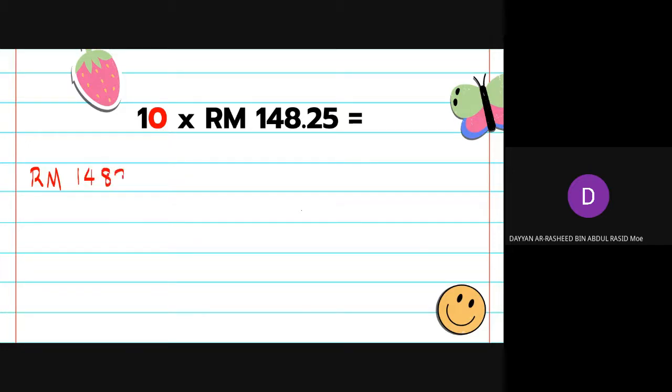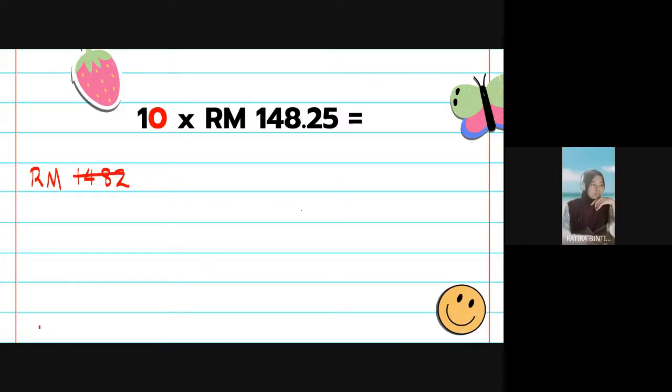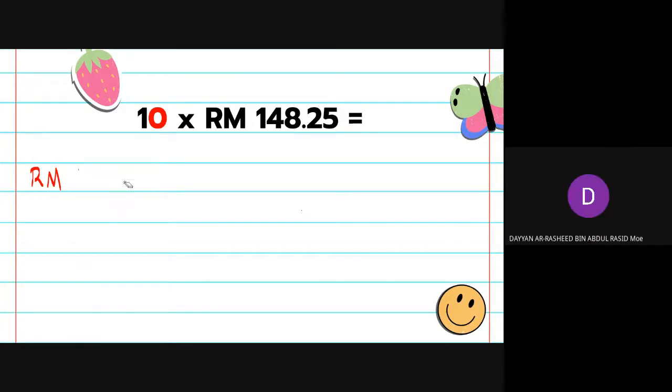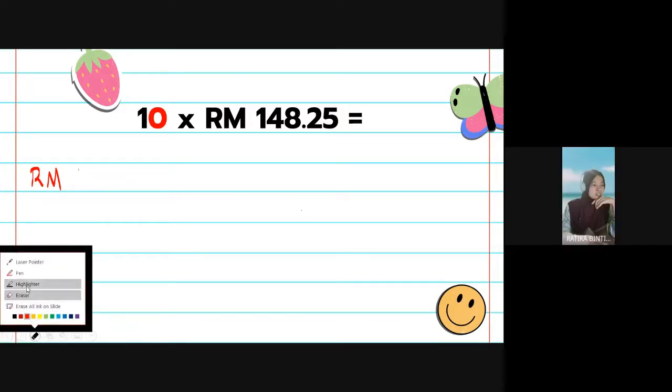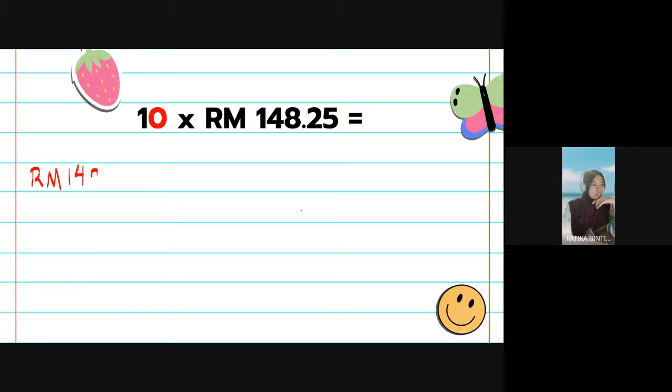1,480 ringgit and 25 cents. Okay, kejap cikgu padam dulu. So Diane's answer is 1,480 ringgit and 25 cent. Macam tu kah Diane? Rania's answer is 1,482.5. Any other answer? Any other answer? Okay, let me show you. Cikgu show.